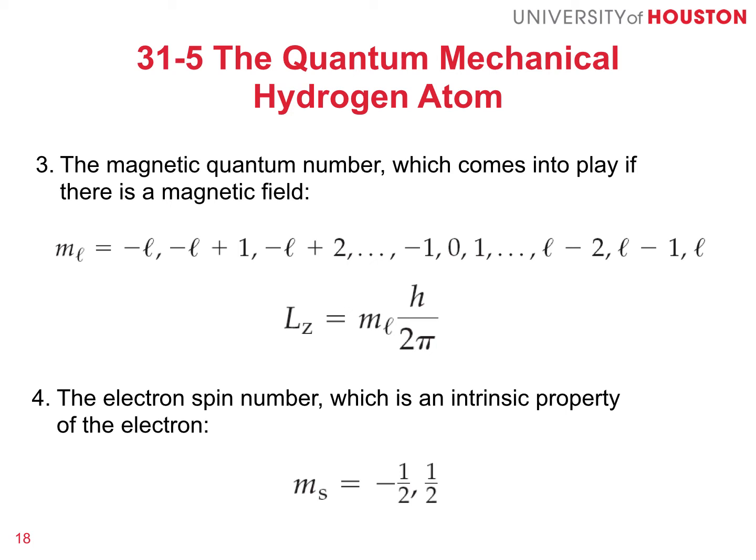The fourth quantum number is the electron spin number. This relates to an intrinsic property of the electron, its intrinsic angular momentum, and this can only take 2 values, which is minus a half or half, and it's denoted with ms.